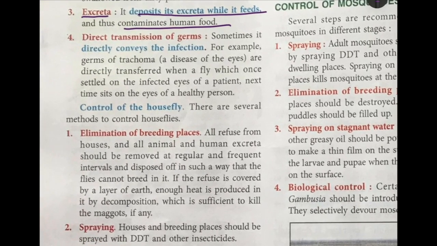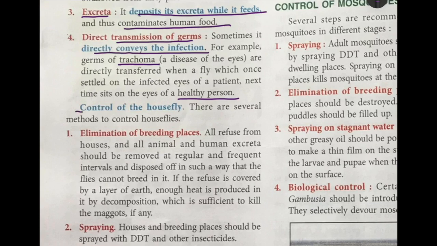Now, next is direct transmission of germs. Sometimes it directly conveys the infection. Example, that time I told you about a disease of the eye, trachoma. It is directly transferred when a fly which has settled on the infected eye of a person infected with trachoma comes and sits on the eyes of a healthy person. So the person who does not have trachoma will get the infection because of the fly.